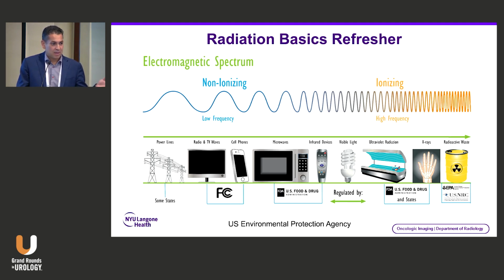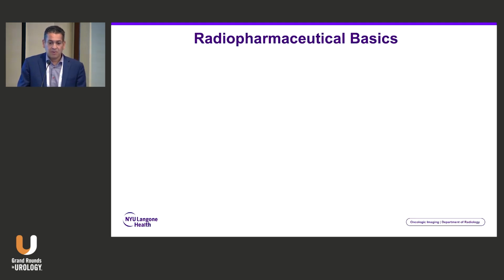In the diagnostic spectrum, we use ionizing radiation as part of X-rays, as part of CT, as part of general nuclear medicine, bone scans, VQ scans, as part of PET scans. Very importantly, in imaging, what's not ionizing radiation is anything to do with MRI and anything to do with ultrasound, right? So that's the very basic starting point.